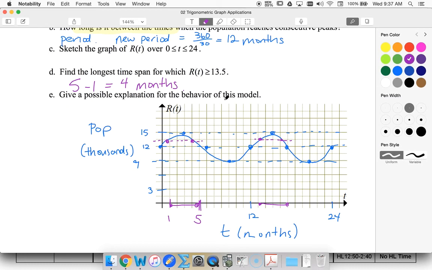Give a possible explanation for the behavior of this model. Why is it that rabbit populations increase and then decrease? Well, rabbits are definitely one animal that breeds very quickly, but an environment can only support so many rabbits. So at some point you reach the maximum amount of rabbits that an environment can support. At that point, either due to predators or lack of food, the population will decrease until it hits a point where the environment can start supporting more again. And so the population of rabbits is always going to cycle.